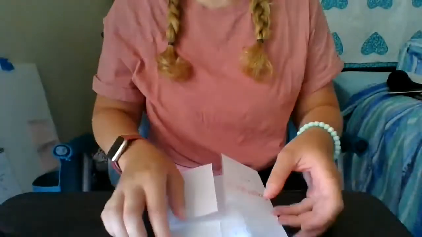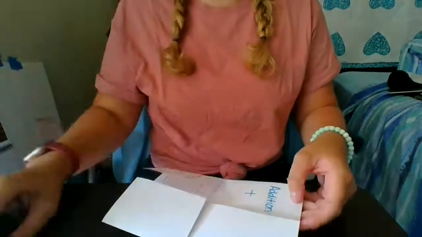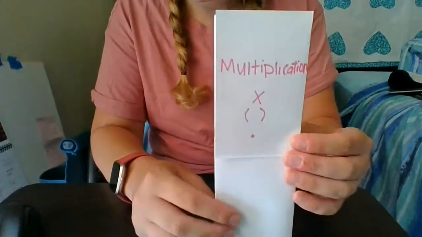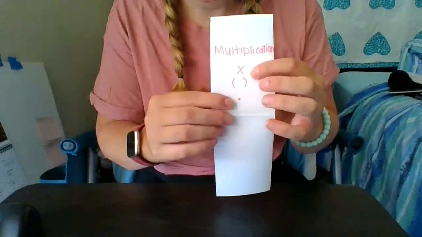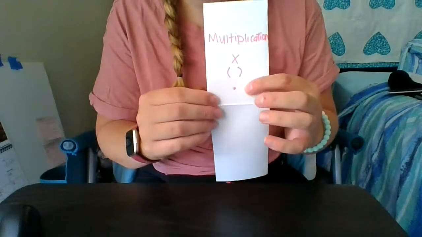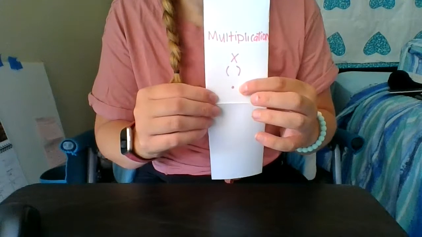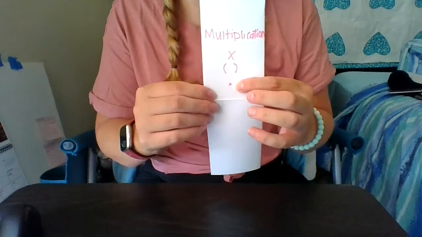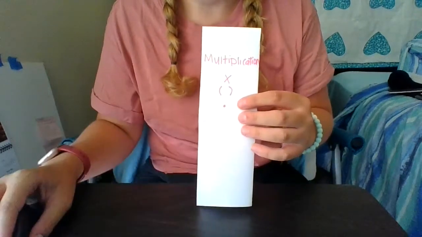On this side, we're going to write multiplication. It's going to look like this. I put the times symbol, the parentheses, and the dot. These are all things that represent multiplication and ways you might see it. So if you see one, you're going to know that this is the multiplication we're talking about, not adding, subtracting, or dividing.